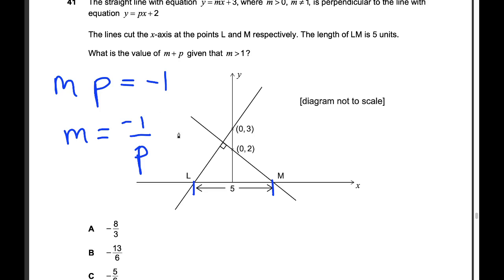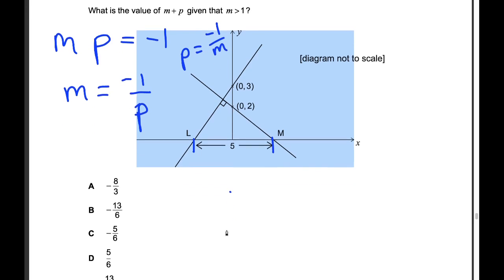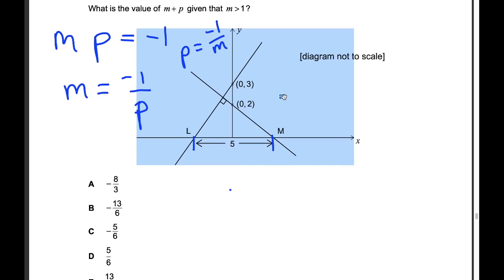I think I'm actually going to write it the other way around. Sorry, I'm going to write it as p equals minus 1 over m, because I know that m is greater than 1, so I can always think about that in those terms.